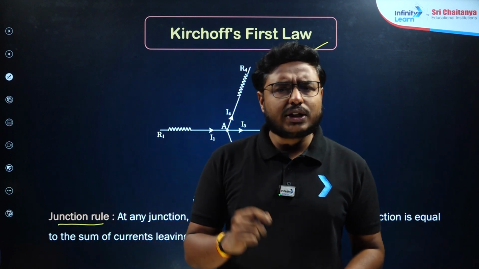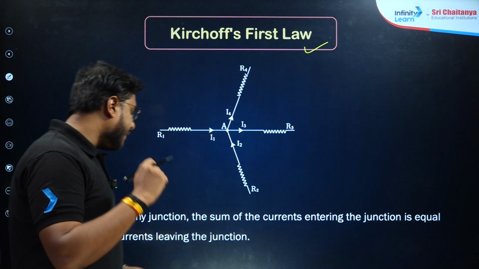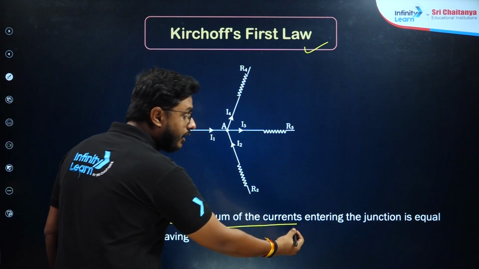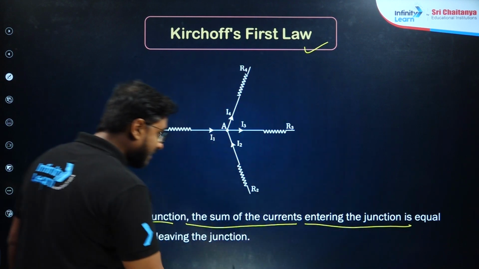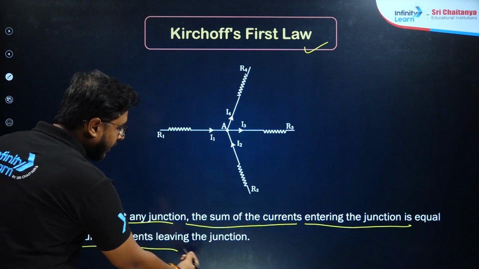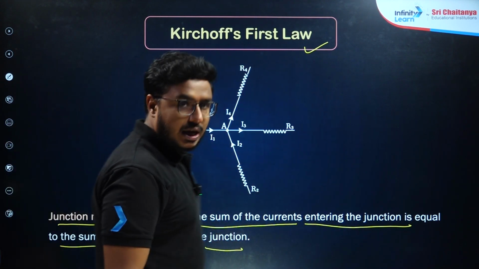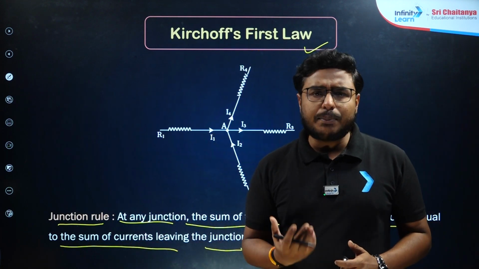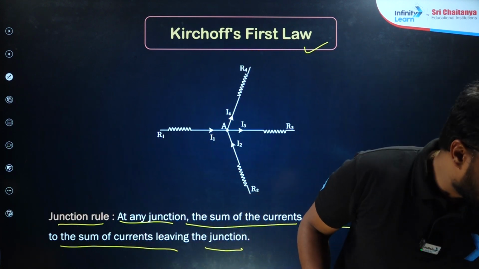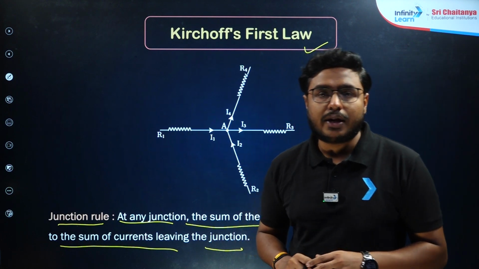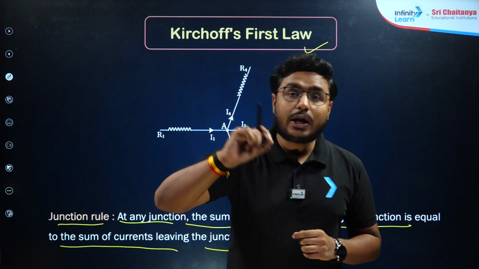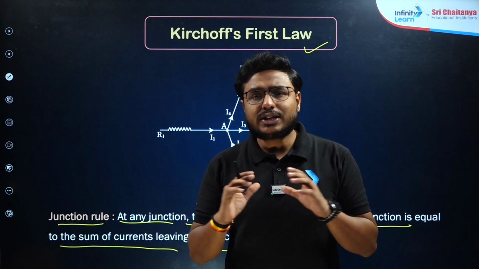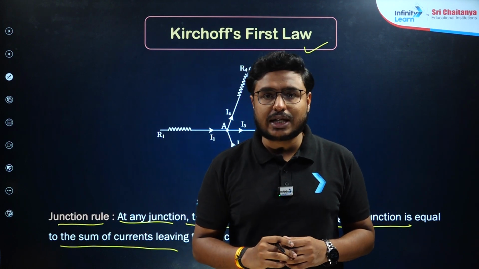This law states that at any junction the sum of the currents entering the junction is equal to the sum of the currents leaving the junction. I hope it is clearly visible to all of you. Very simple: whatever current enters at a junction will be equal to the current leaving that junction. Let's understand this with the help of some examples.